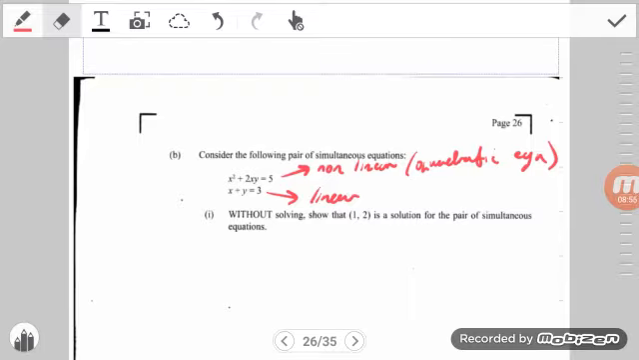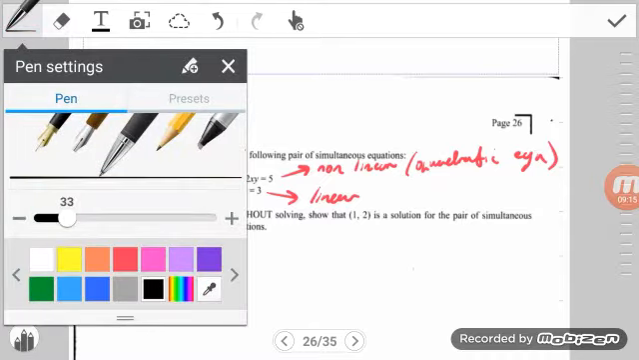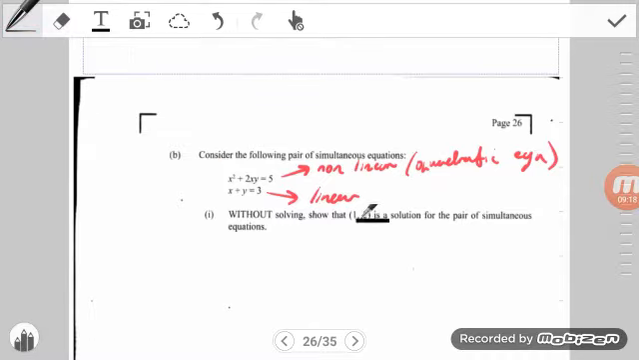Yes? Alright, so once we have an understanding of that, we can't use the typical elimination method for this. We're going to have to use the substitution method. And the first question says we are not supposed to solve it, but just to show that (1, 2) is a solution for the simultaneous equations.